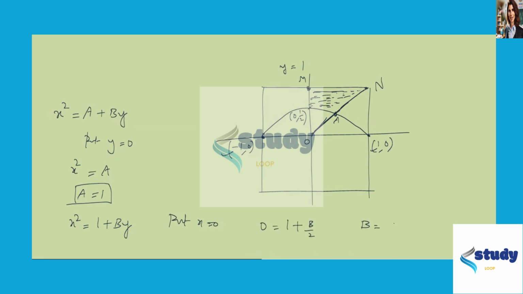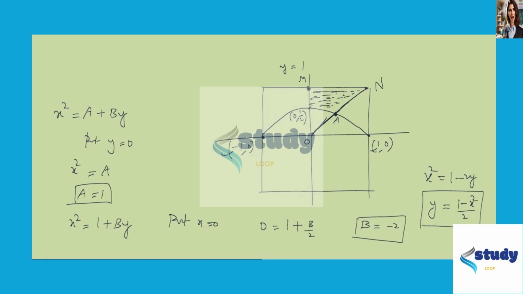So what is the value of b you will get? b is minus 2. So that means my equation of parabola is x square is equal to 1 minus 2y, or I can write y is equal to (1 minus x square) by 2. This is my equation of parabola. And we are very much interested in finding the x coordinate of point A, because we need to find the area. So I'll tell you how to find the area.